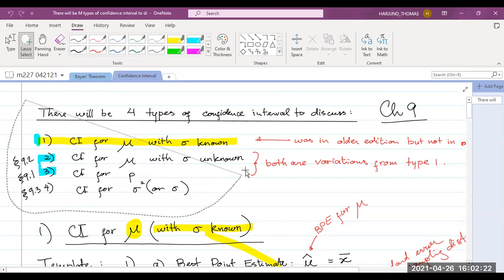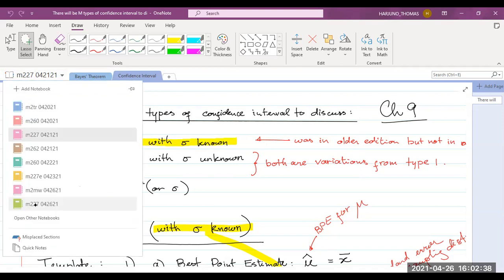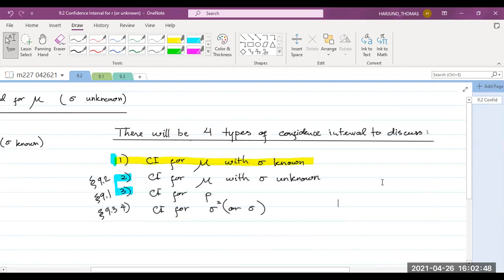And last Thursday, we covered the first one, which was not in our book. That was confidence interval for mu with sigma known. So today we will cover the rest. Let me put it here. We'll cover the rest. Make it smaller.